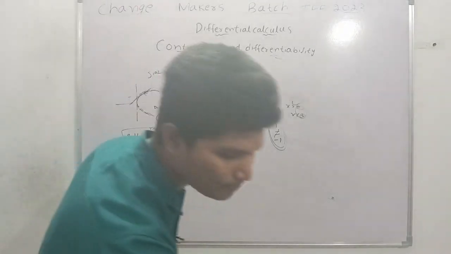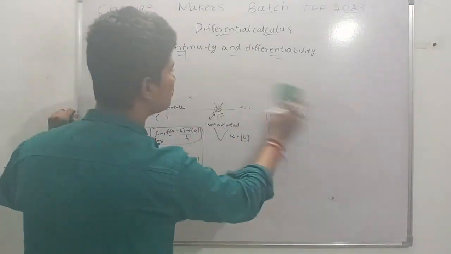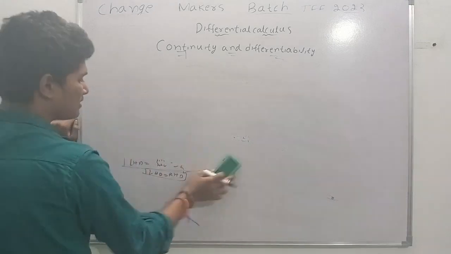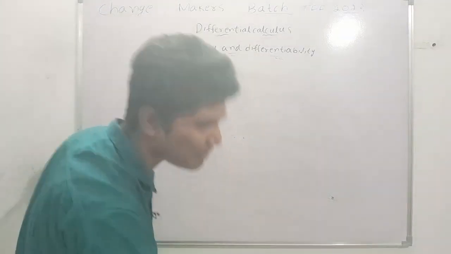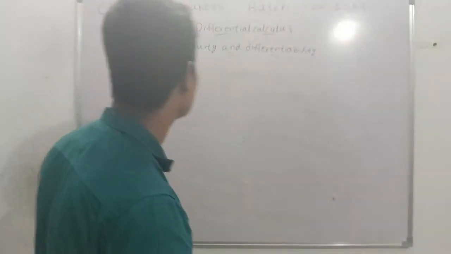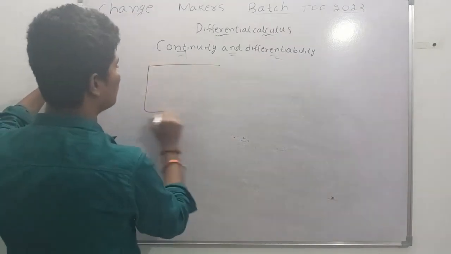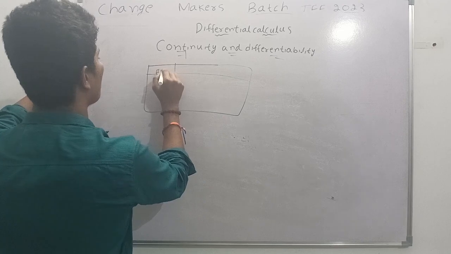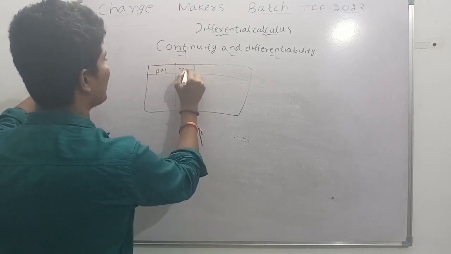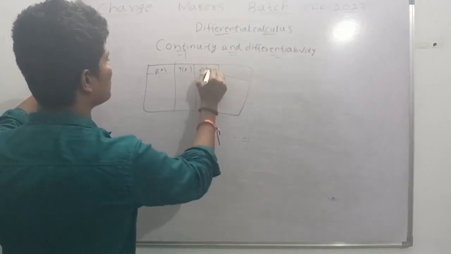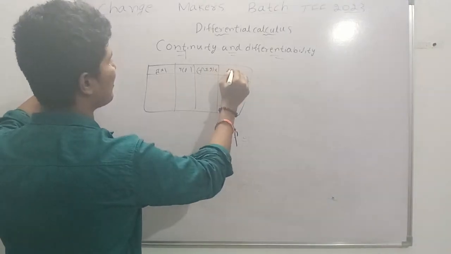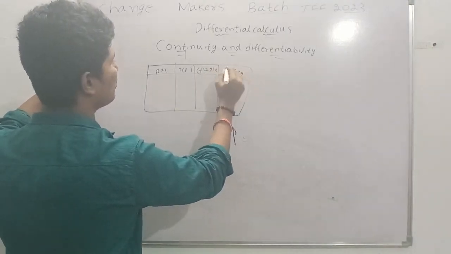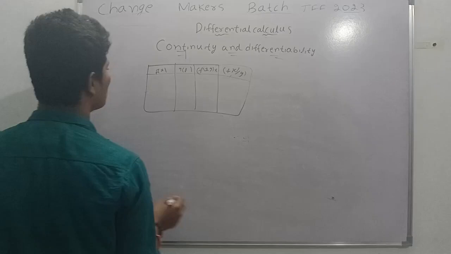And for differentiability also, there is a table. The same table repeats for limits, continuity as well as for differentiability. What is the table actually? This is the table. This is a function f of x, this is a function g of x, and this is f plus or minus g of x, and next this is f into g, f divided by g, anything like this.